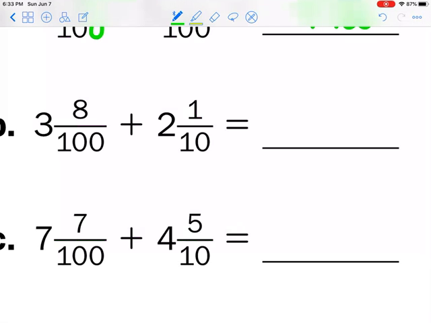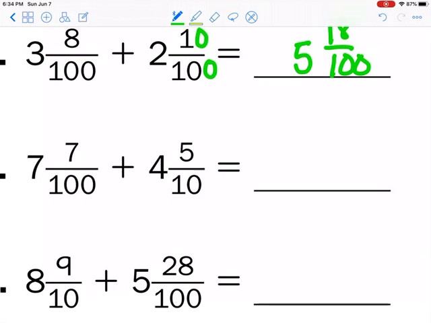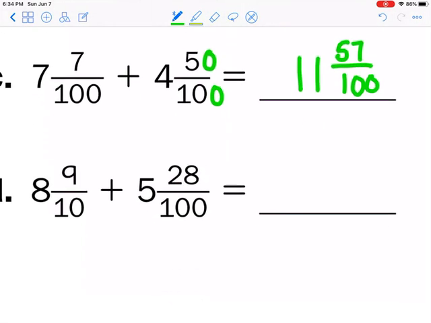Okay, same thing for here. 1/10 is going to become 10/100, and you're going to get 5 18/100. Okay, here 5/10 becomes 50/100. 7 plus 4 is 11, and 7 plus 50 is 57/100. Okay, 9/10 becomes 90/100.